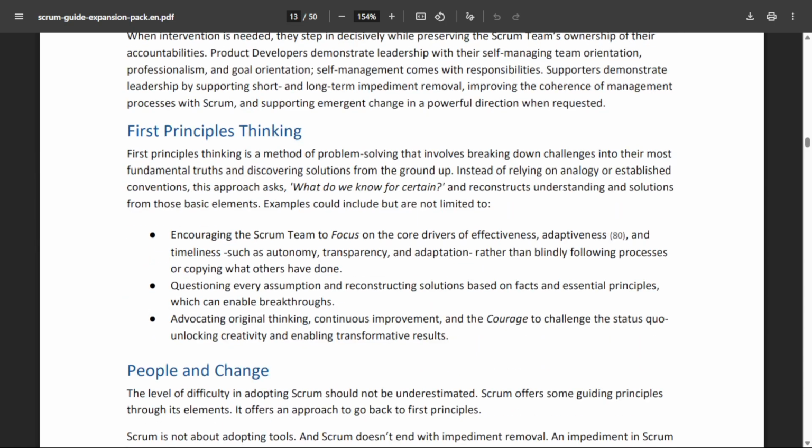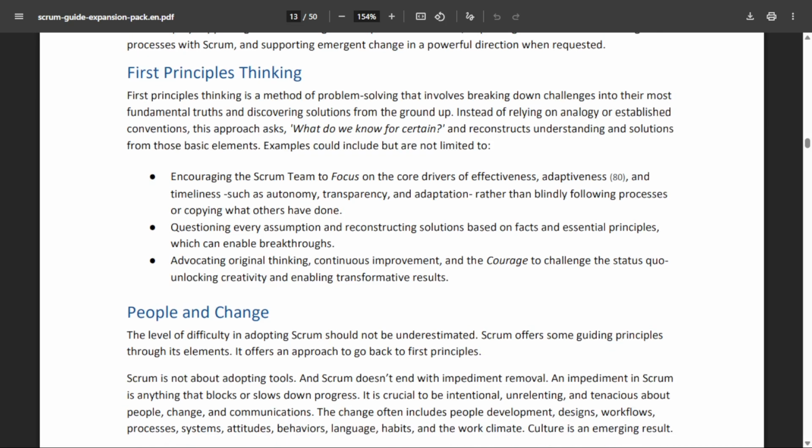Also here on this next page, we have first principles thinking. And first principles thinking is a method of problem solving that involves breaking down challenges into their most fundamental truth and discovering solutions from the ground up, instead of relying on analogy or established conventions. This approach asks, what do we know for certain? And reconstructs understanding and solutions from those basic elements. And examples are given. So when you think about first principles thinking, break the problem into fundamentals, and then rebuild solutions.